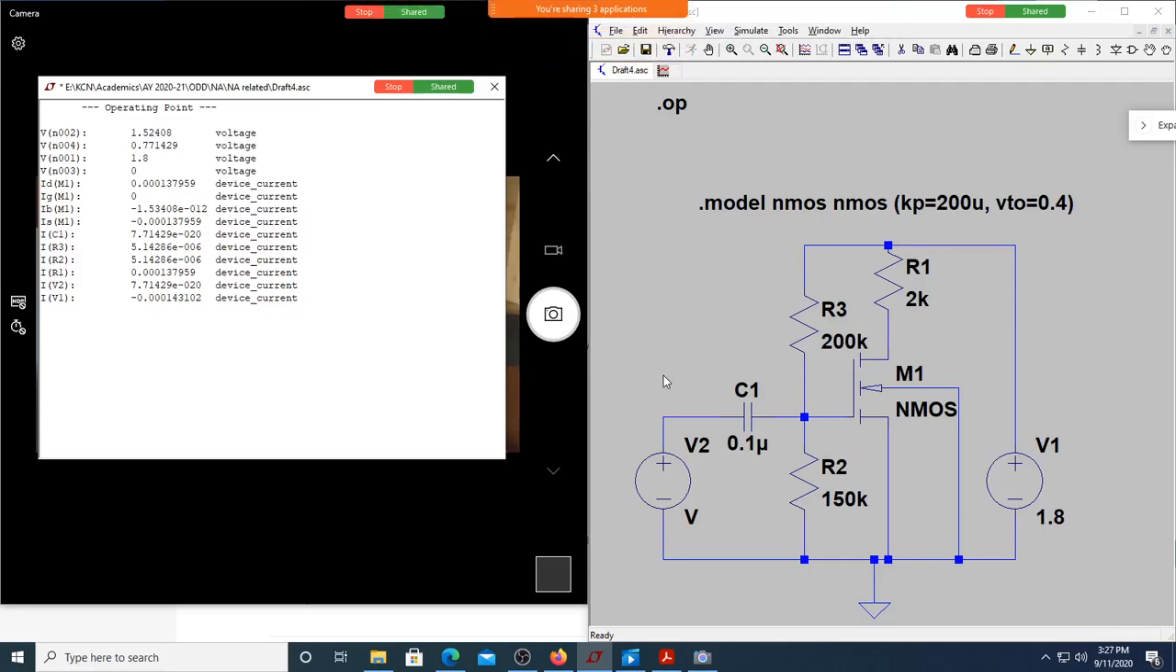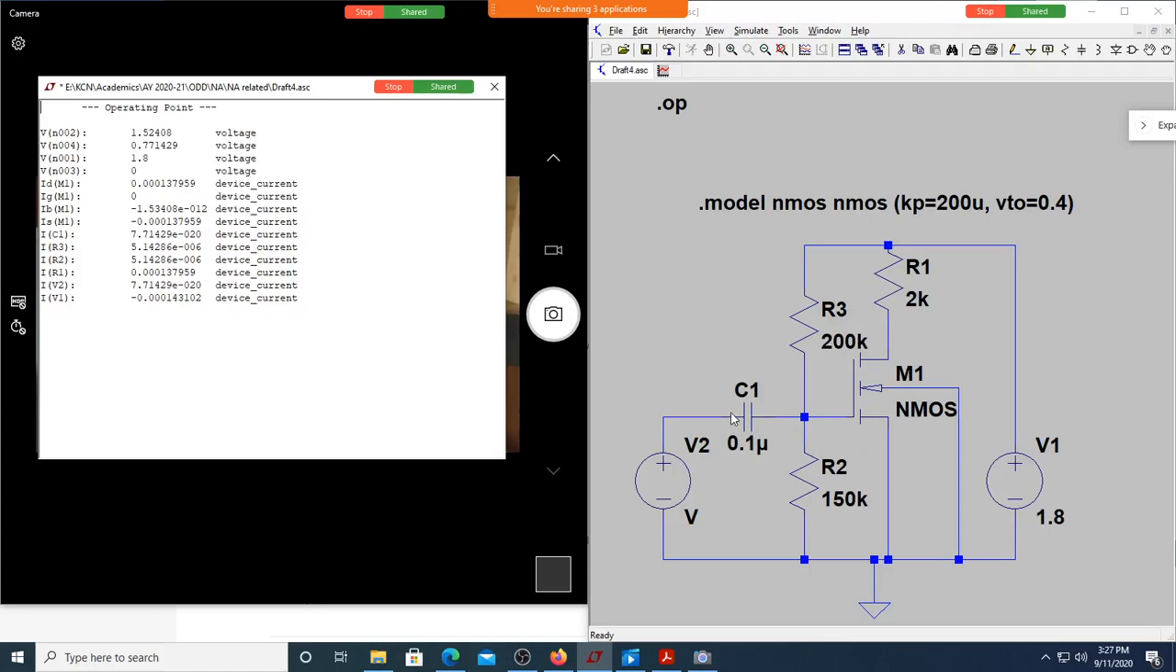Oh, you're getting it now. Now you're getting it, like when there was no power supply. When there was no power supply, you were getting this current. Now you are getting it with the power supply, but the extra component is a capacitor.